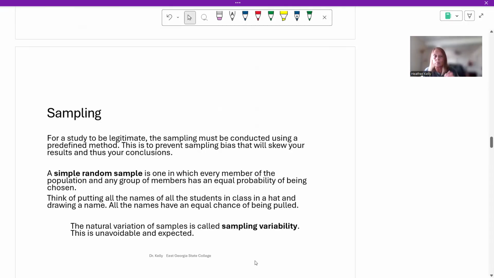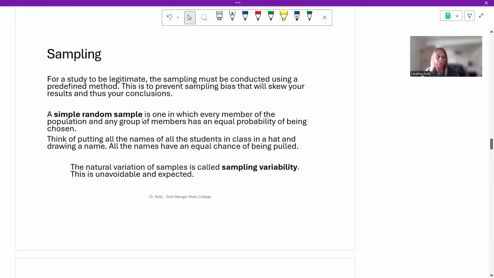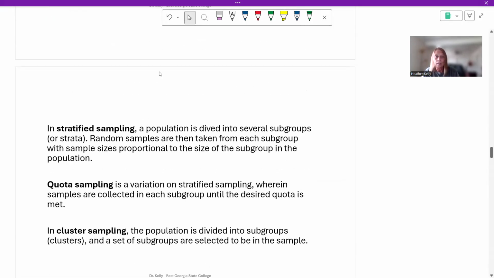A simple random sample is one in which maybe you just choose some people. Put everyone's name in a hat where it would be equal and fair that everyone got a shot at it. That would be just a very simple random sample. But it gets very, very complicated, and I don't want to get too far into it, but let's look at some of the other kinds of sampling.